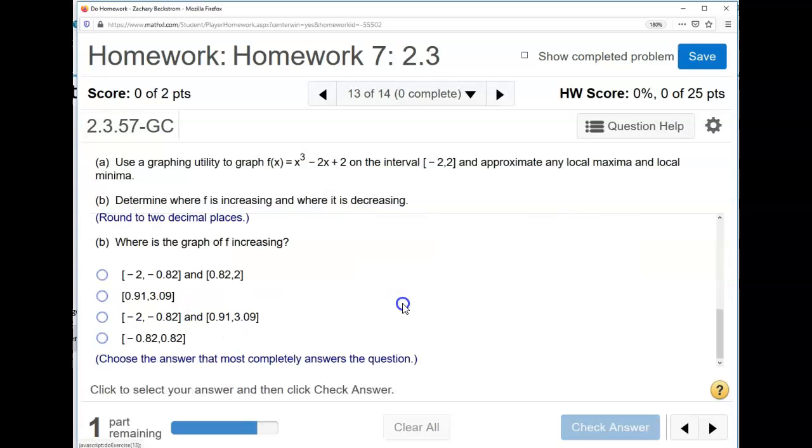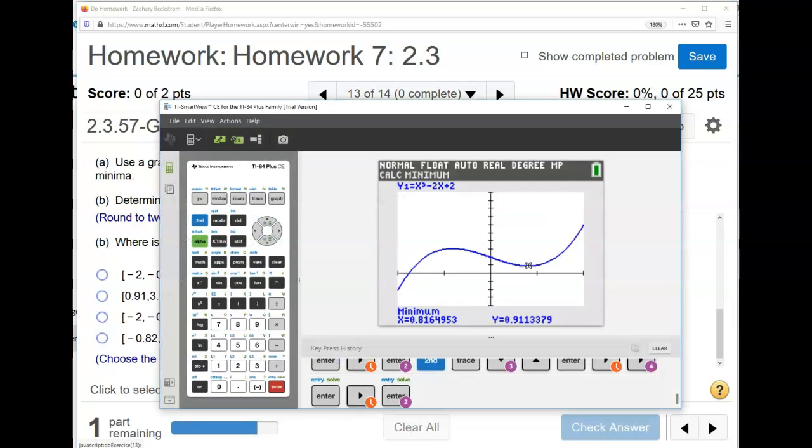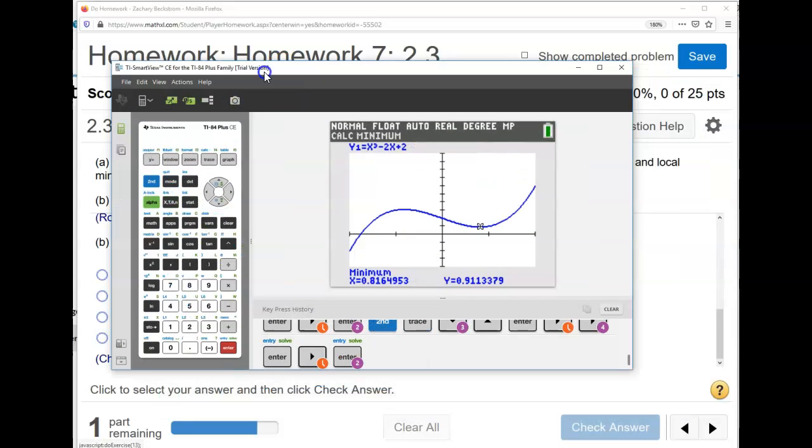And the next thing it says, where is the graph of the function f increasing? And if we go back to our calculator, we notice that it's increasing from -2, excuse me, where's the graph increasing? So increasing means as you're going from left to right, your curve is going up. That's where it's increasing.